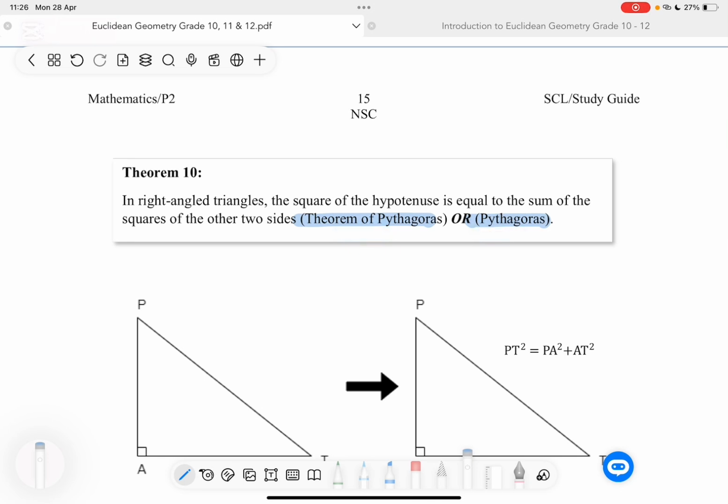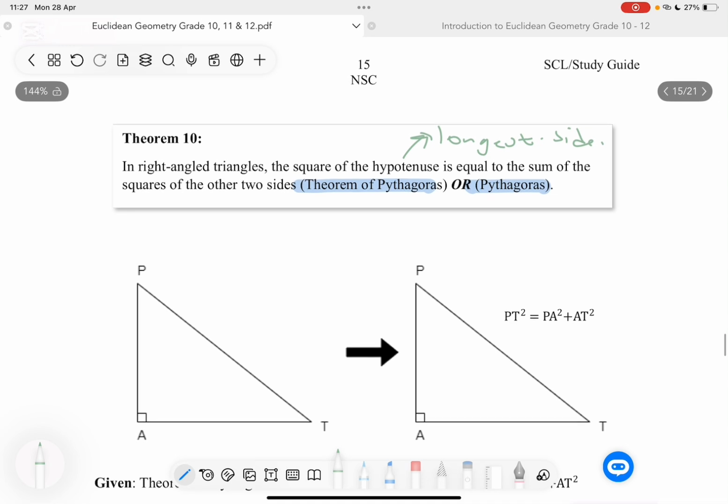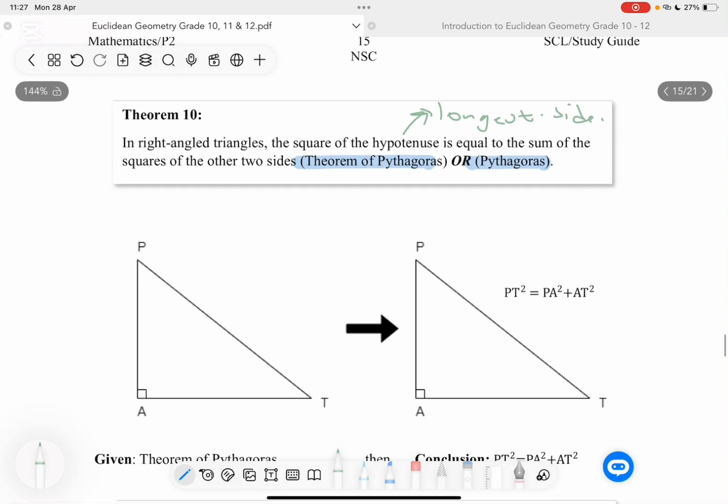Now, to understand this theorem or break it down properly, we need to understand what the hypotenuse is. Remember, we said the right-angled triangle is the one that has an angle of 90 degrees. The hypotenuse is one of the sides of the triangle, but it is the longest side, because once you have an angle of 90 degrees, your sides won't be equal. There'll be one that is the longest, then there'll be the other two.